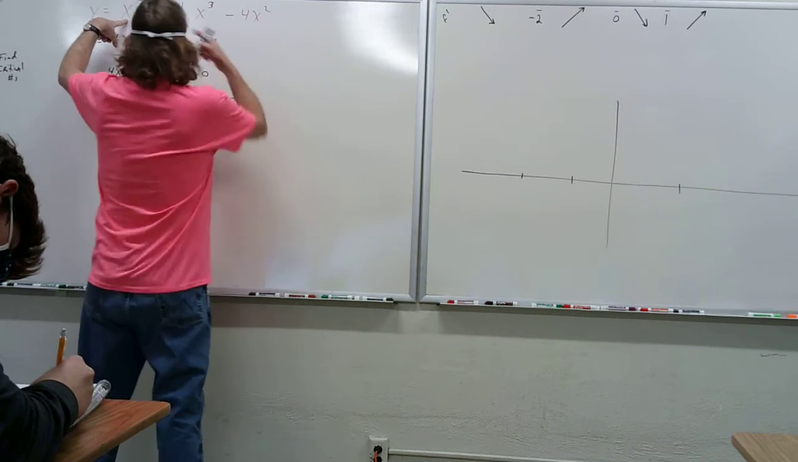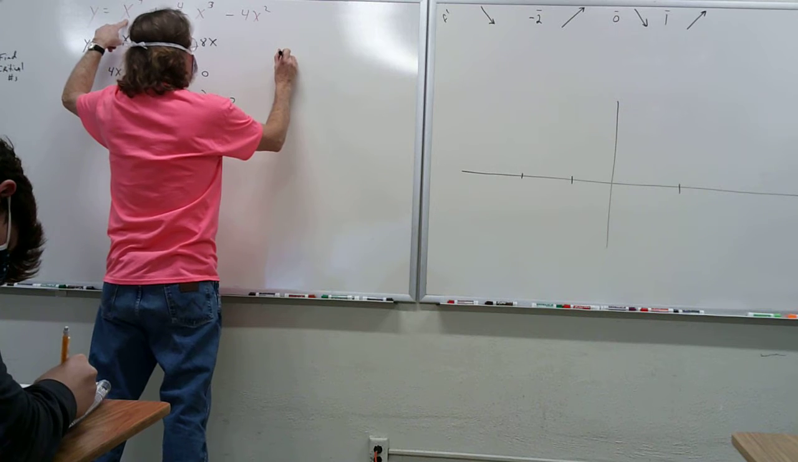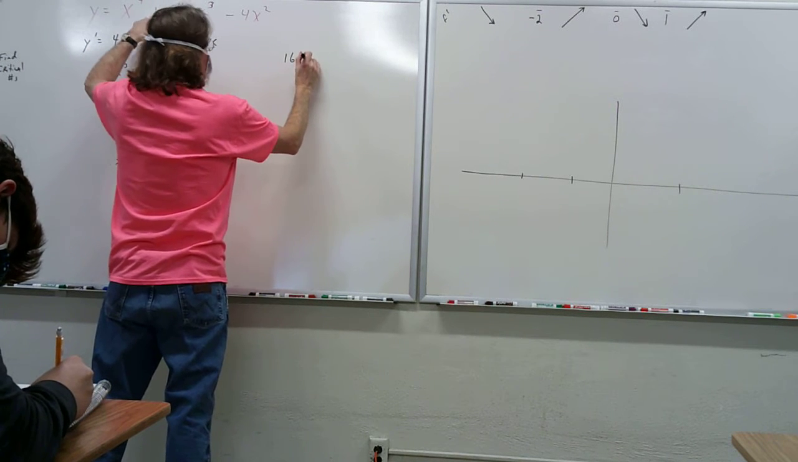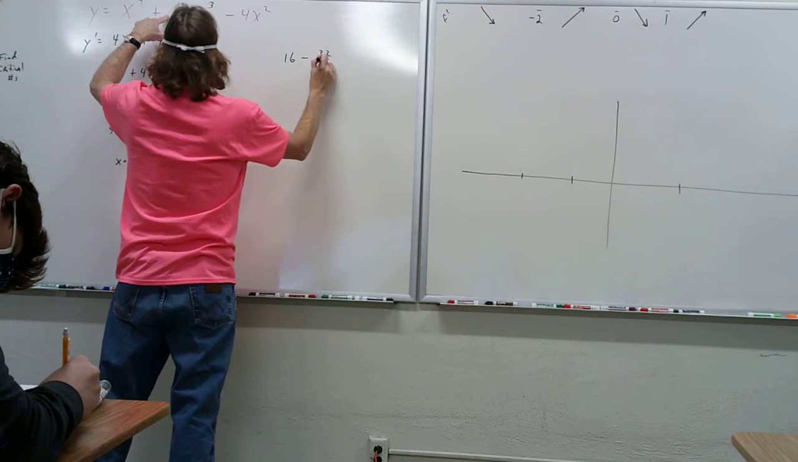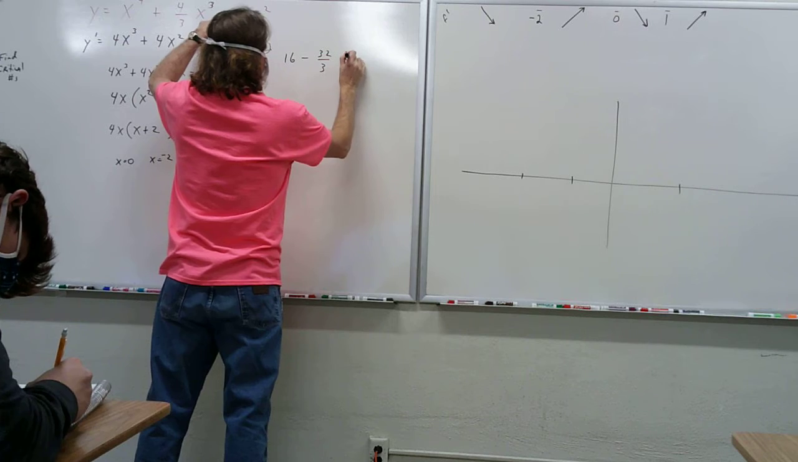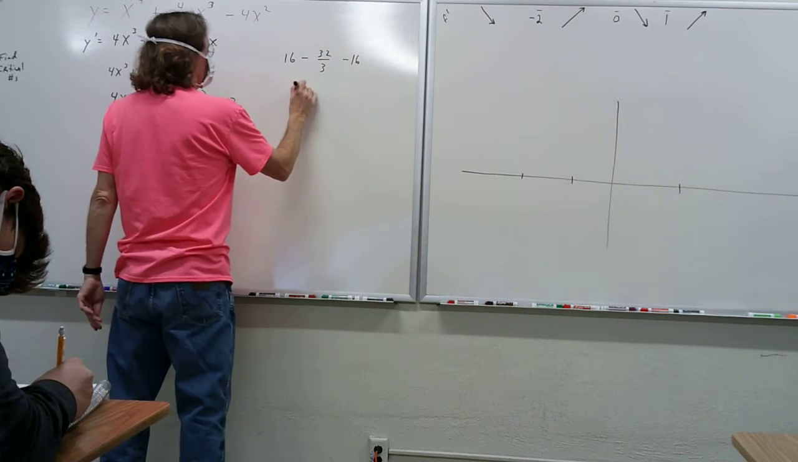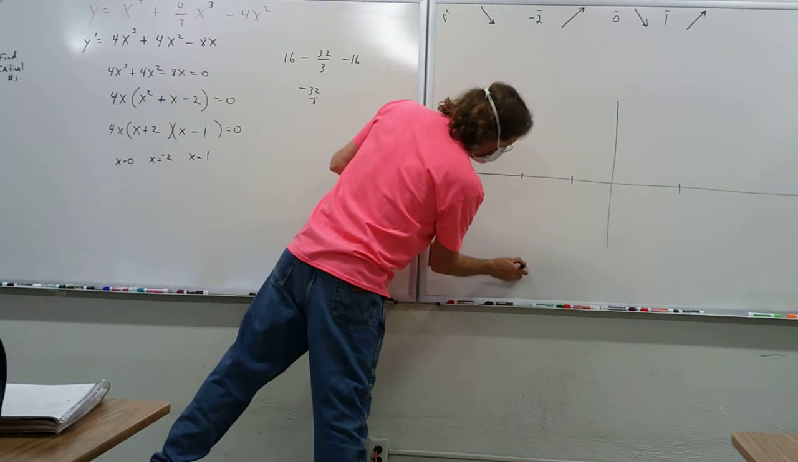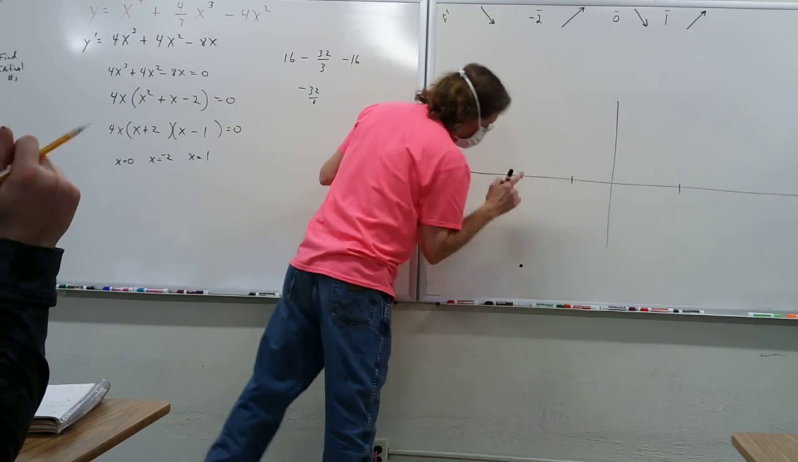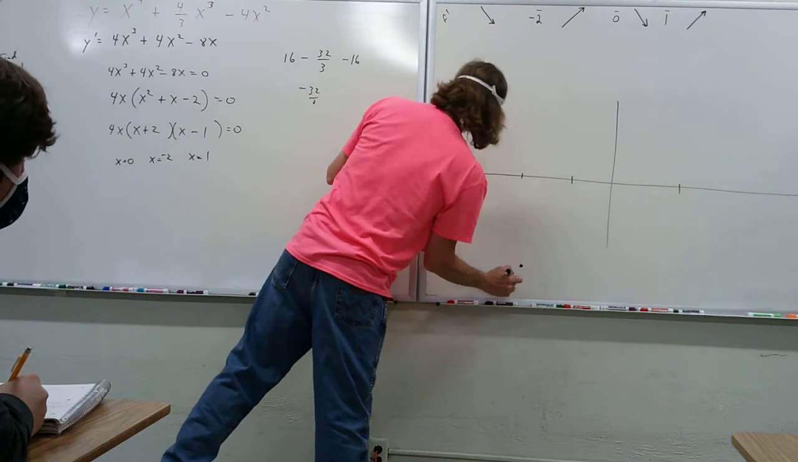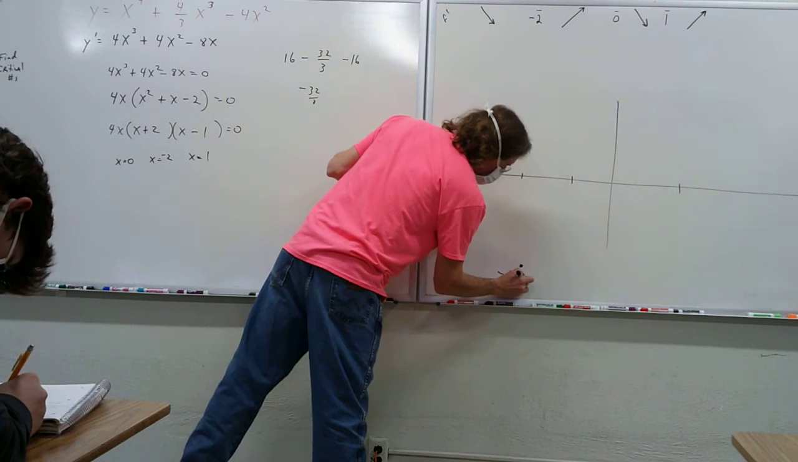Okay, so you get -2 to the 4th is going to be 16. And then that's going to be -8, so that's going to be -32 thirds. And -2 is going to be 4, it's -16. So you get -32 thirds. So way down here, there's a point that we know it has to go through at -2, comma, -32 thirds.